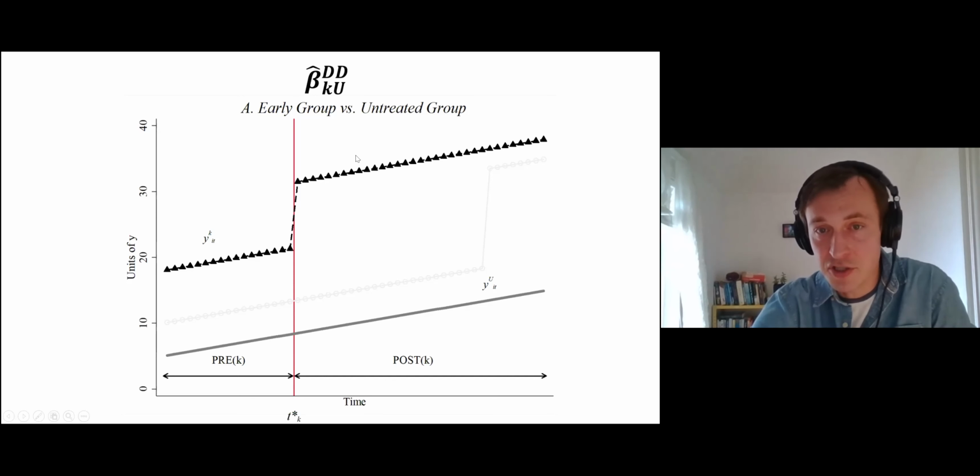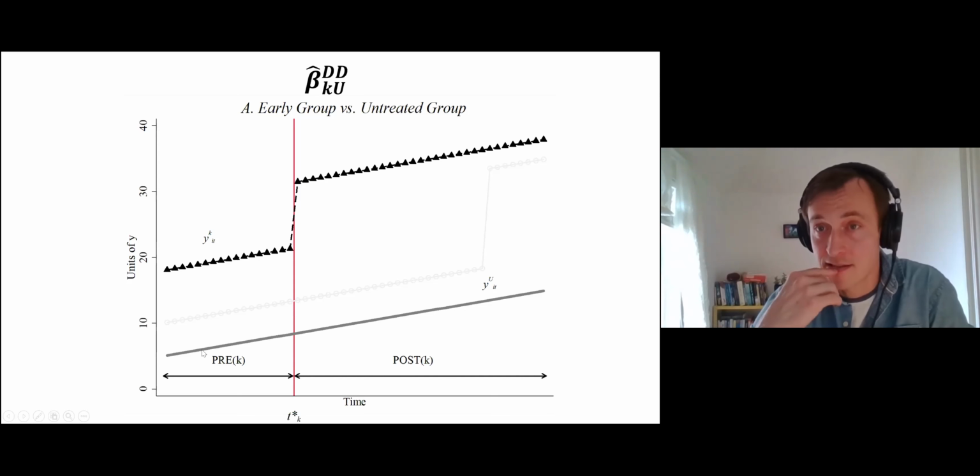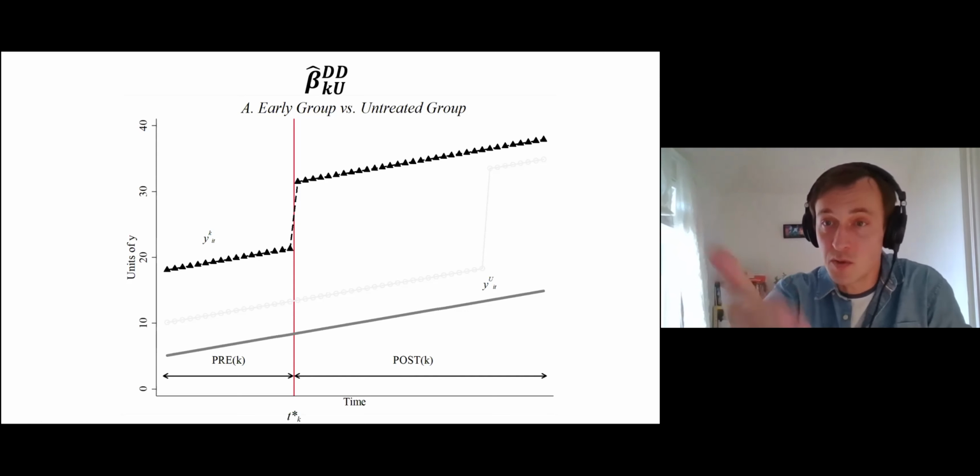It's just going to be the average of these black triangles after T star K minus the average of the black triangles before T star K. That's one difference. Minus the average of the gray line after T star K minus the average of the gray line before T star K. That's the second difference. So that's one. If we had less information, we would know what to do here.